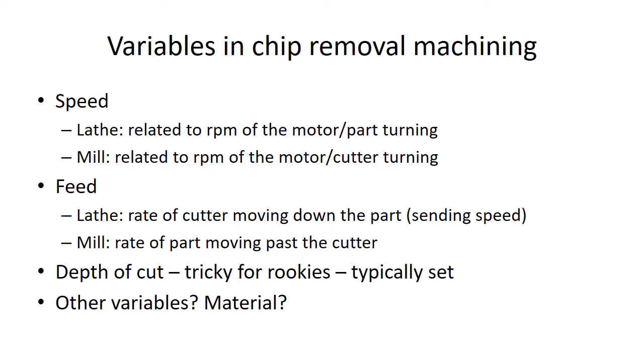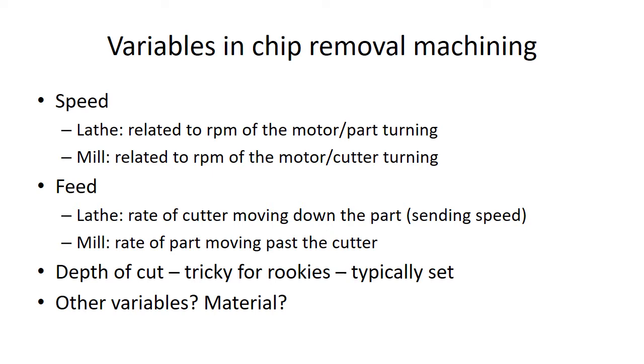On the lathe, the speed is how fast the motor's turning the material. With a mill, it's how fast the cutter is turning. And the feed is how fast you're running the cutter down the part, the sending speed, or as it was called, the feed rate. In the mill, same thing, it's how fast the part is moving past the cutter.